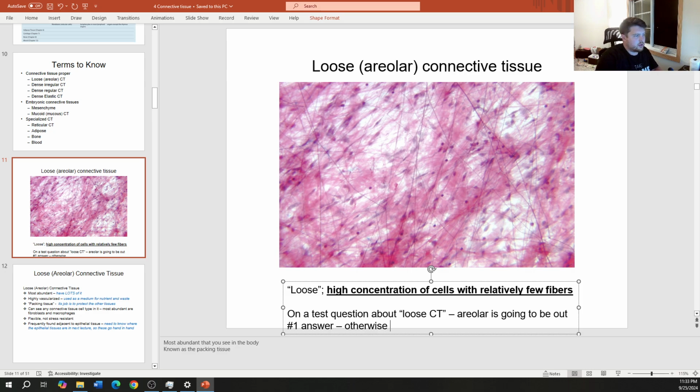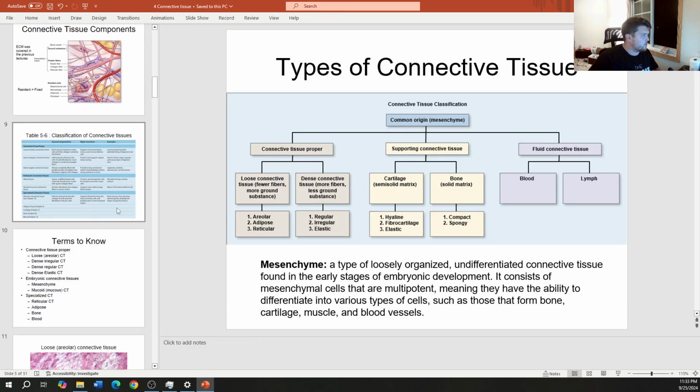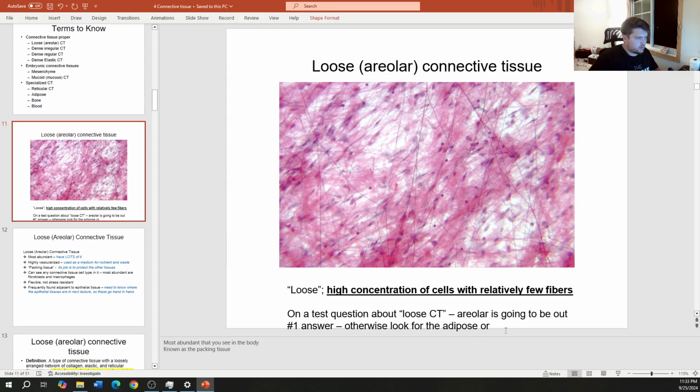Otherwise, look for the adipose, or what was the other one that they had? Or reticular.